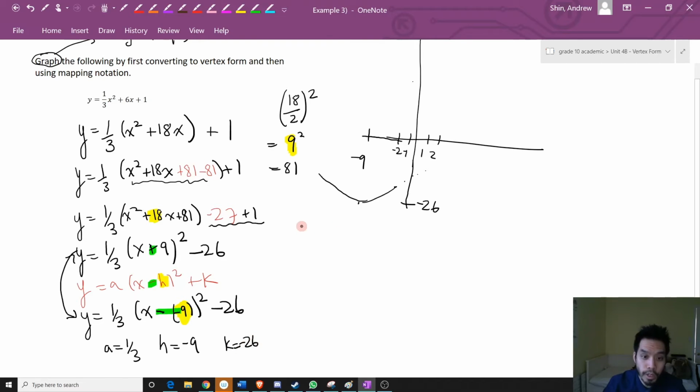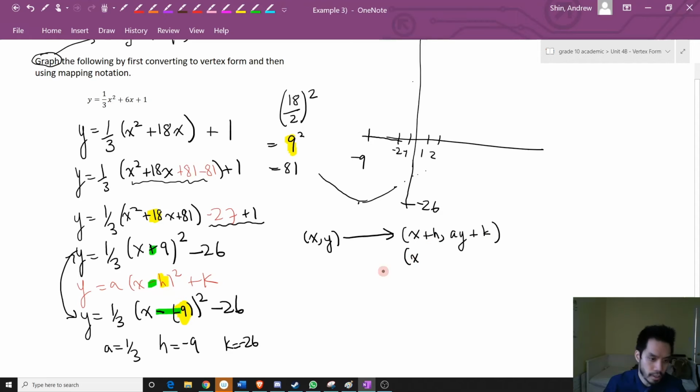And from here, we can now use the mapping notation. So this represents every single x and y coordinate. It's going to be mapped onto a new one, or transformed according to these parameters here. So all the x values are going to be adding the h parameter. All the y values will be multiplied by a, which is your vertical stretch or compression. And it'll be added by the vertical shift here.